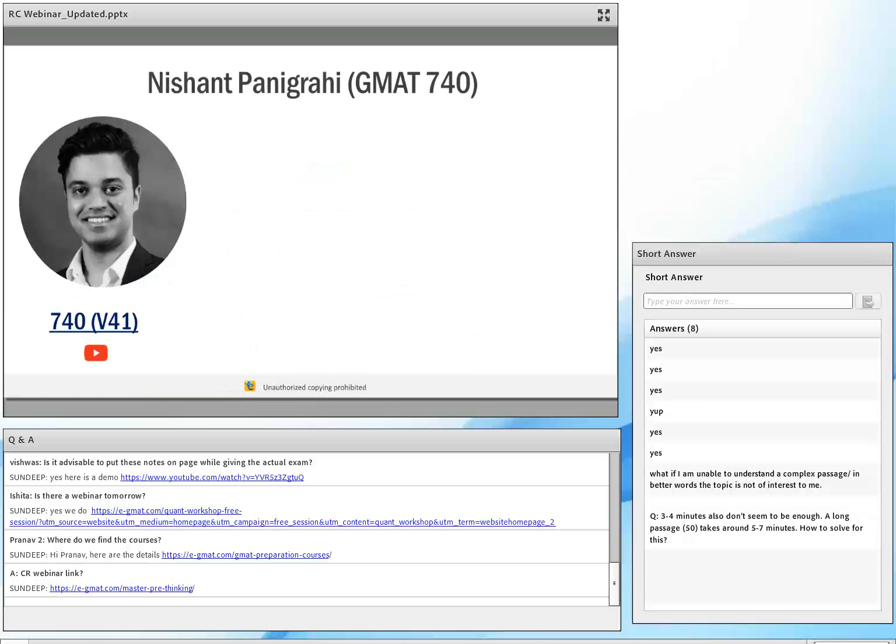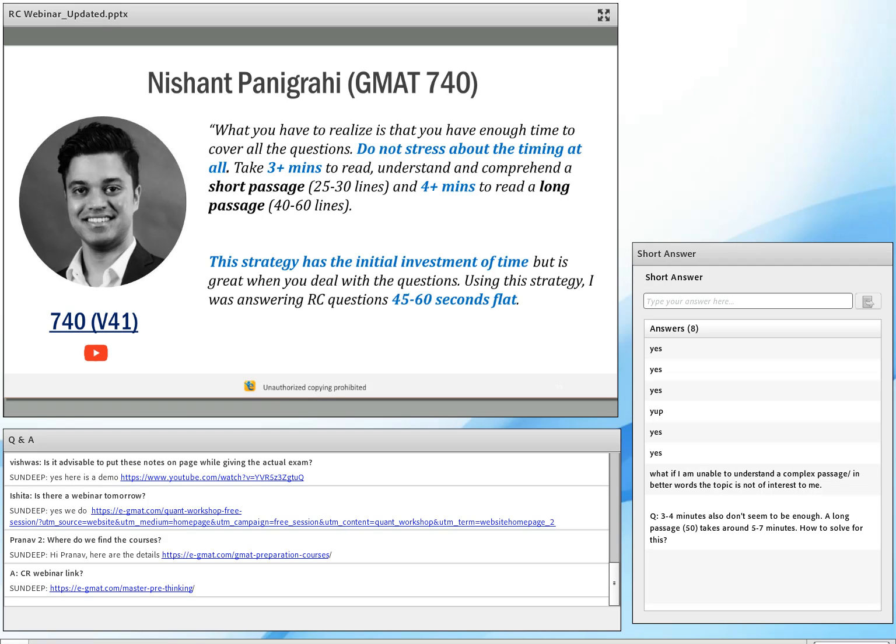Nishant, who actually would be talking about his experience at Columbia and how he got into Columbia on Monday, says, what you have to realize is that you have enough time to cover all the questions. Don't stress about timing. Take 3+ minutes to read and understand and comprehend a passage. And again, we talked about this over here. This strategy has that initial investment of time, but it's great when you deal with questions.